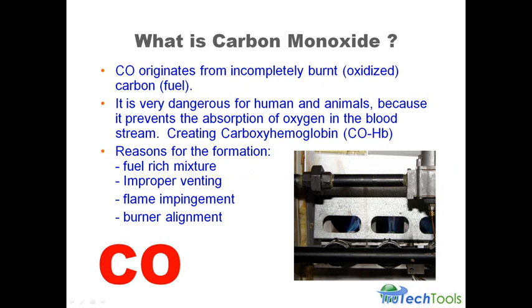Reasons for formation of CO are typically a rich fuel mixture, improper venting, which can result in recirculation of the flue gases, and flame impingement. If you look at that burner right there, the left-hand side burner, you'll see the flame is overblown against the heat exchanger. It's actually got a crack in the heat exchanger, and the burner right next to it on the right, the flame's straight up and down the way that it should be. That flame is what's called flame impingement, and also burner alignment. There are a lot of things that can cause it. We're going to hit some of those in detail.